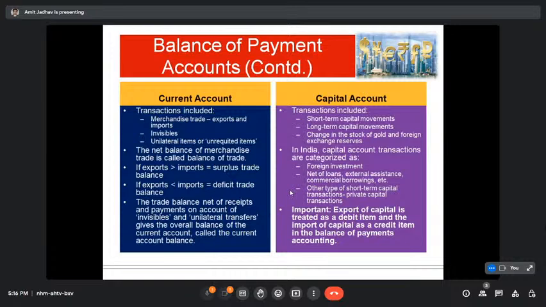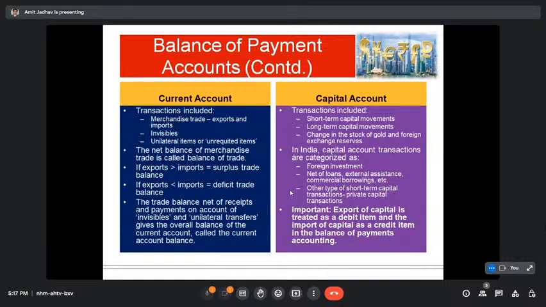Transactions include short-term capital movements. Basically capital can be classified into short-term and long-term capital. Short-term capital movement means short-term capital inflow and outflow. Similarly, long-term capital movements also include long-term capital inflow and outflow in a country. Then there is change in the stock of gold and foreign exchange reserves. The stock can increase; if we have some surplus, automatically the stock of gold as well as foreign exchange reserves will increase.